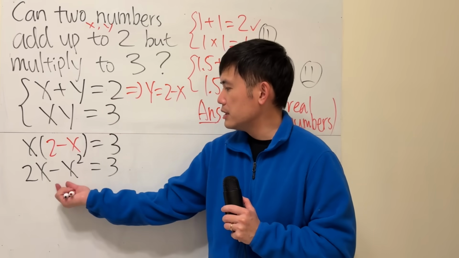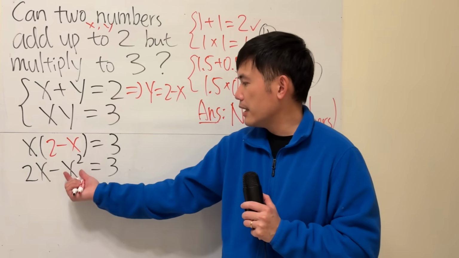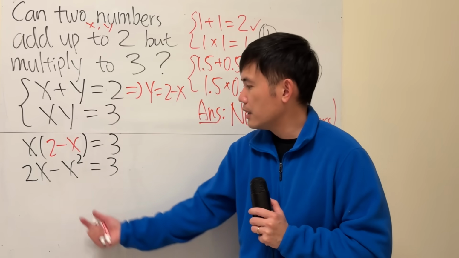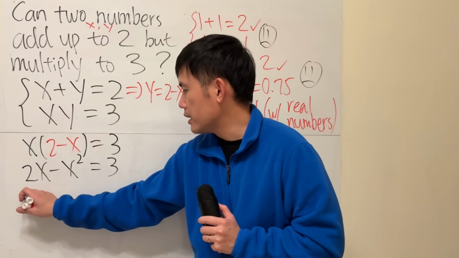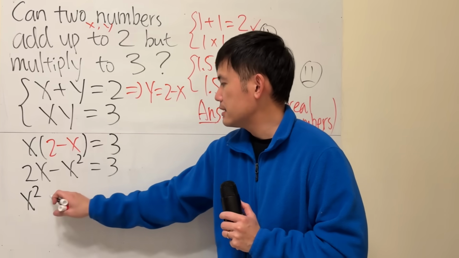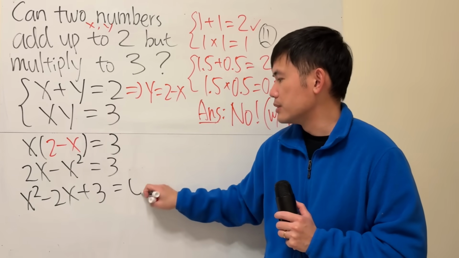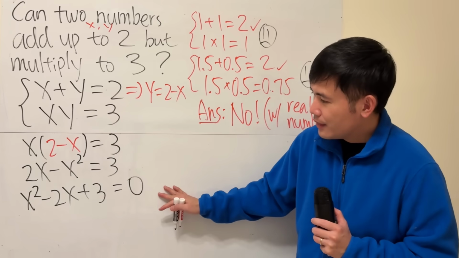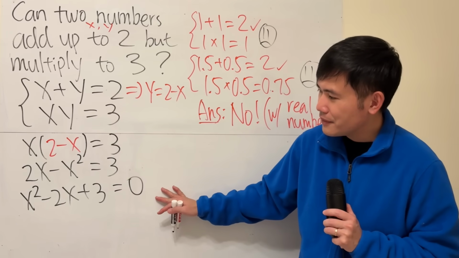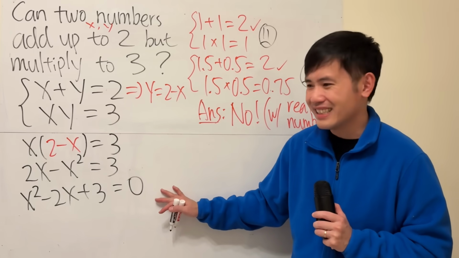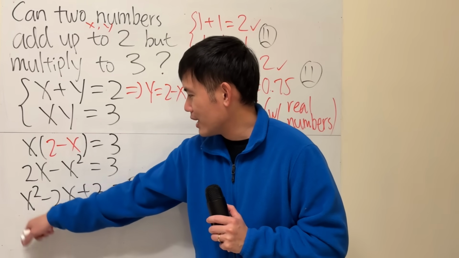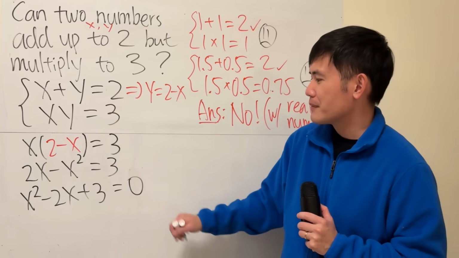I'm just going to move this and that to the other side. And I'm going to write down the other side first. So we get positive x squared minus 2x, and then still plus 3, and that is equal to 0. Okay, this equation looks factorable, but it's actually not. This is just 1, and this is 3.